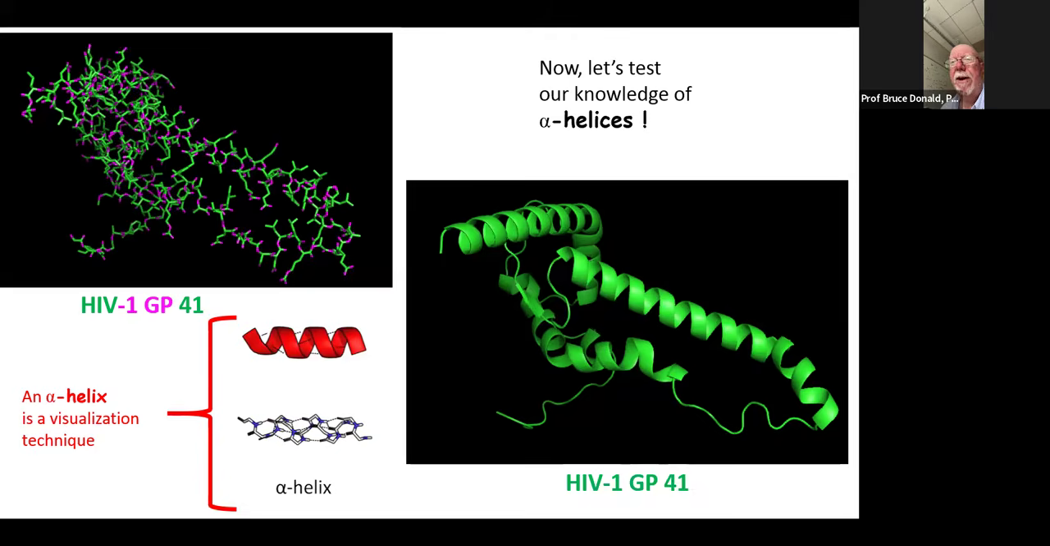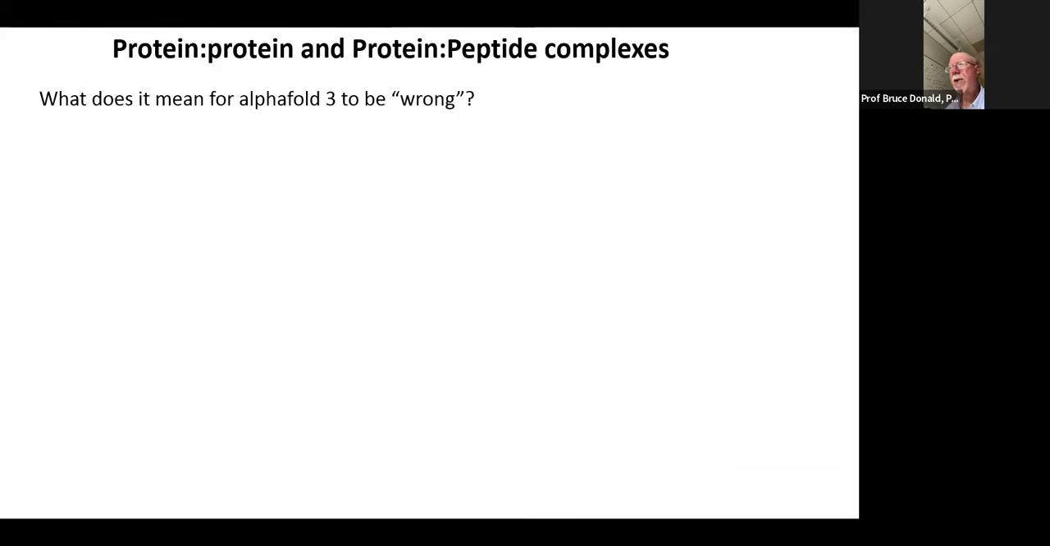Let's test our knowledge of alpha helices to look at some AlphaFold predictions versus ground truth. But first I want to say, what does it mean for AlphaFold to be wrong? Like, what does this mean here? And I'm going to make an analogy to DALL-E and hallucination.